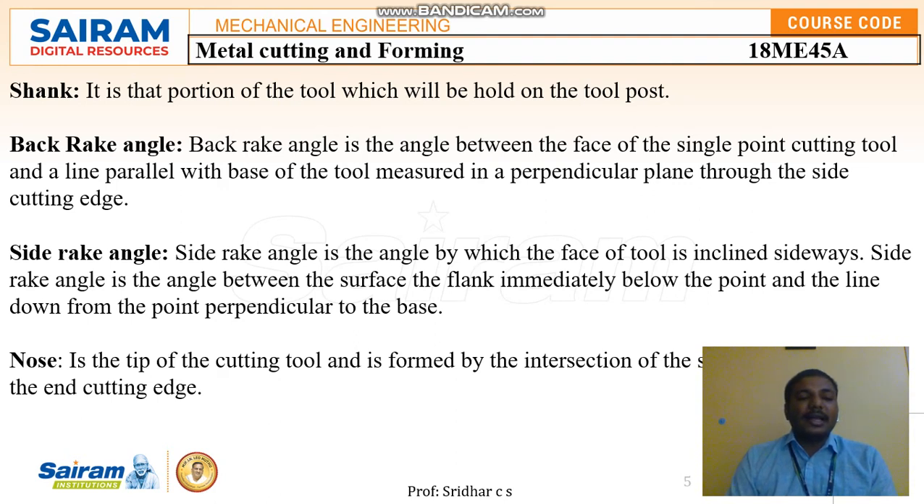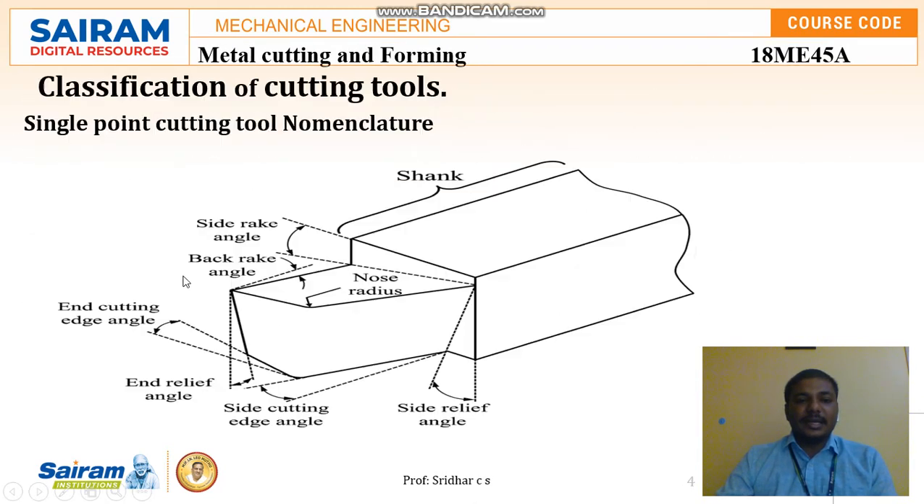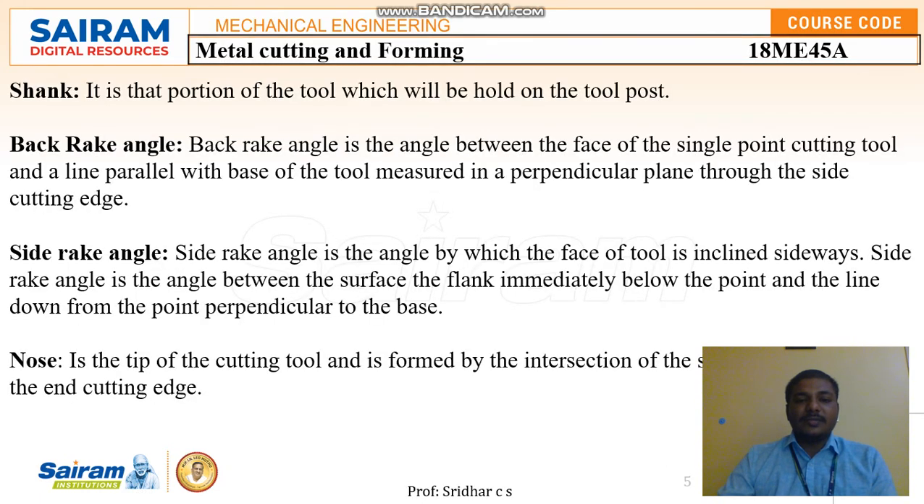When we come to the side rake angle, it is the angle by which the face of the tool is inclined sideways. The side rake angle is the angle between the surface of the flank immediately below the point and the line down from the point perpendicular to the base. You can see this side rake angle, above the nose and below the nose radius, above the shank portion.